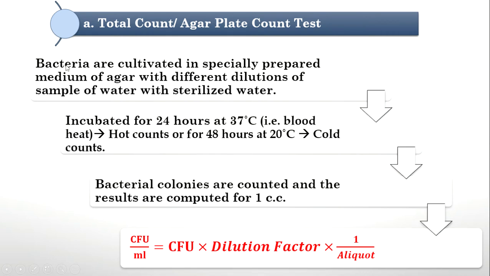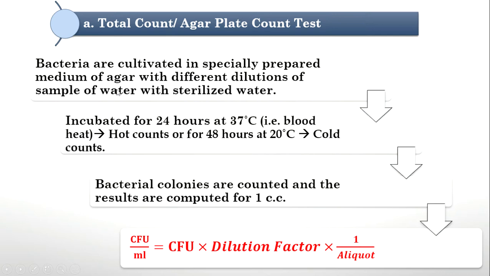First what we will do is, the bacteria are cultivated in specially prepared medium of agar with different dilutions of sample of water with sterilized water. What we are doing is, we will take the sample water. We have to analyze the water from a river, for example. So we will take a sample of water from the river, and we will dilute this water with sterilized water. The dilutions may be different.